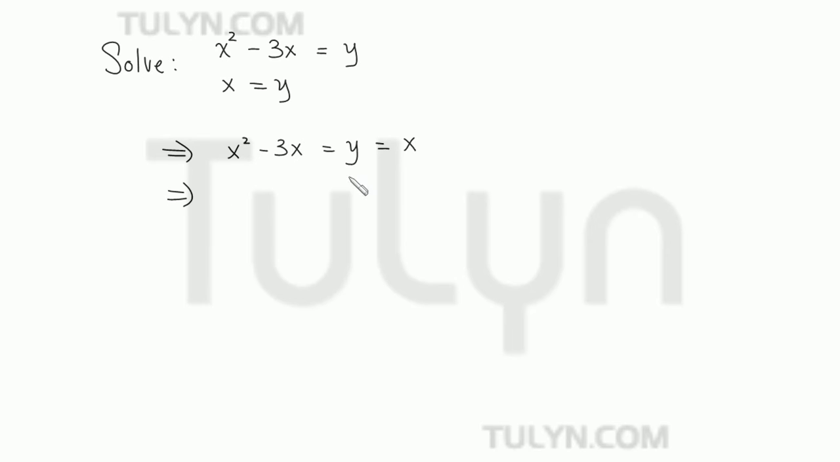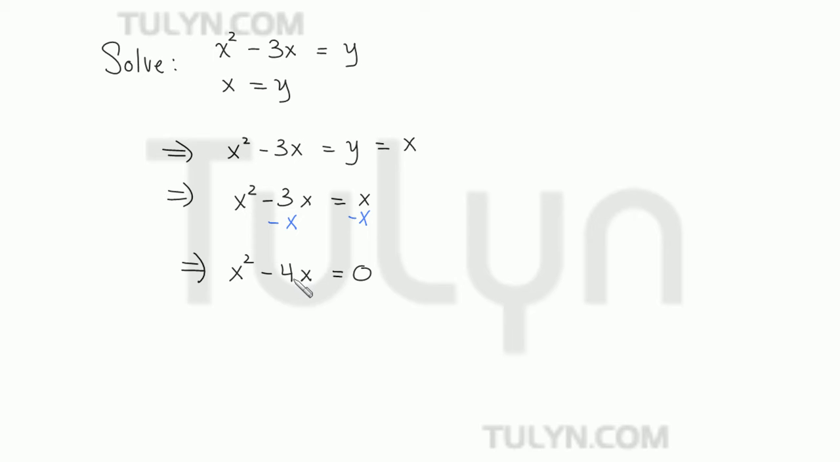And then simplifying by getting rid of this y in the middle, you get that x squared minus 3x is equal to x. So now, since we want to solve for x, let's subtract an x from each side of the equation. So we have something that looks like x squared minus 4x is equal to 0.